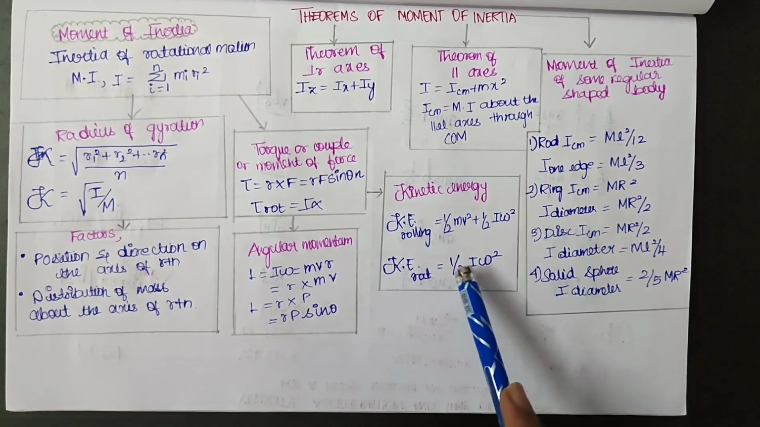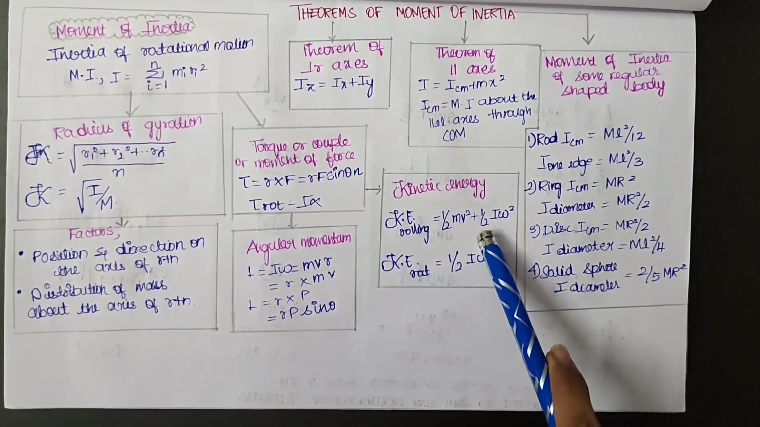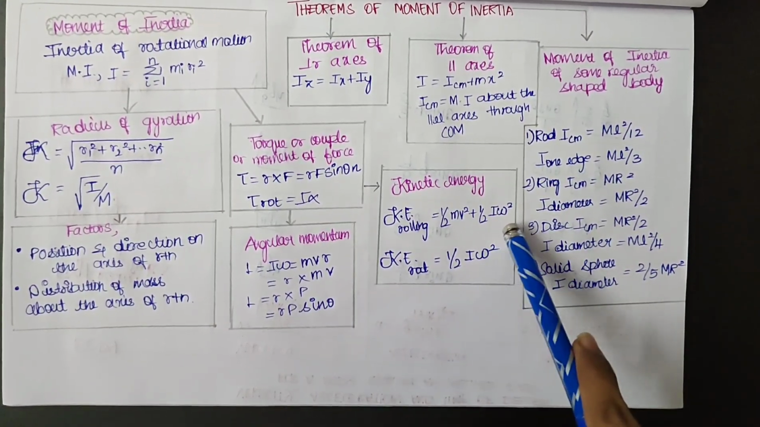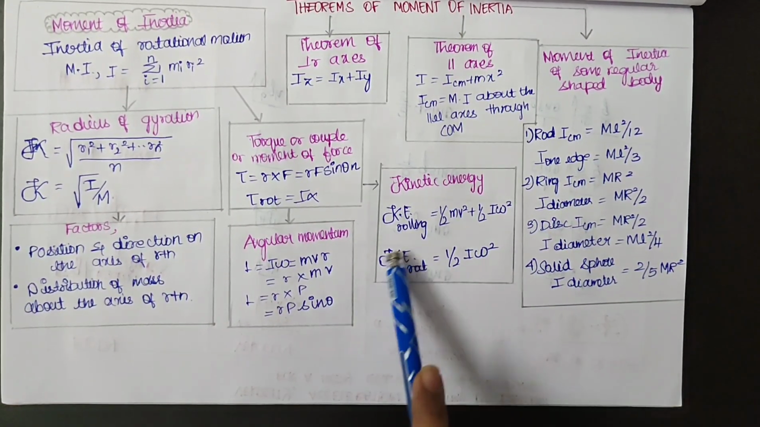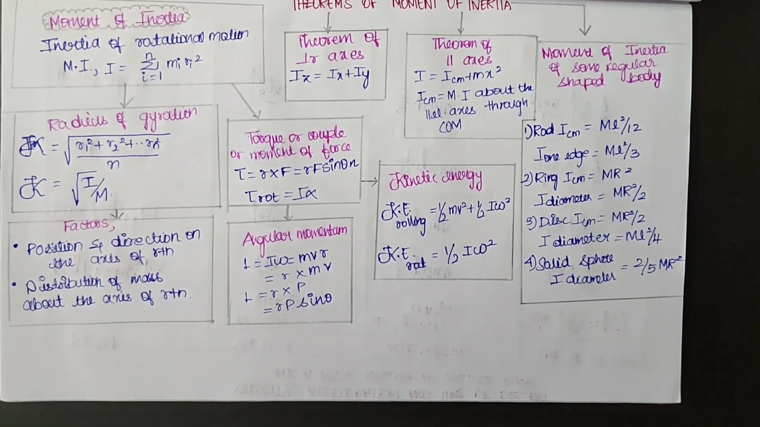Okay, then to talk about the kinetic energy for rolling, it will be a combination of linear, which is half m v square, plus angular, which is 1 by 2 I omega square. And for kinetic energy of only rotation, it is 1 by 2 into I omega square.